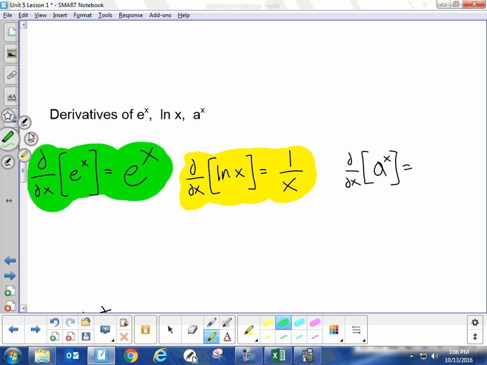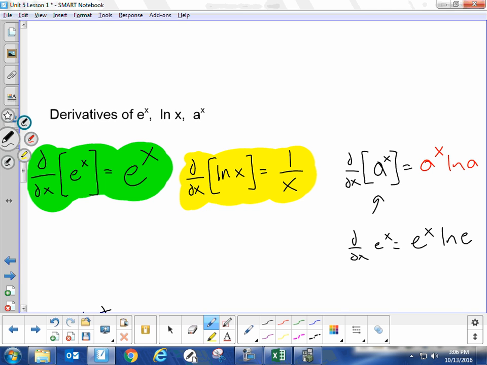The final thing that you have to have memorized, however, it is hit or miss whether or not you will be tested on it on an AP test, is the derivative of a to the x is a to the x times the natural log of a. It's almost like the same rule for e to the x. If you think about it, using this rule, the derivative of e to the x would be e to the x log e.